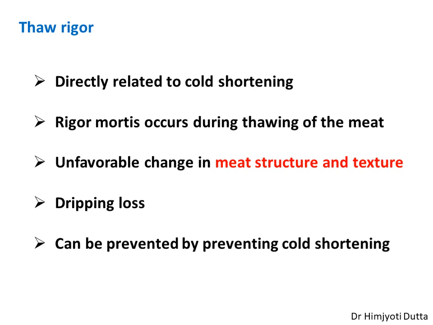the muscle structure, and change in muscle structure results in change in the muscle texture, and this often results in significant drip loss. Drip loss is the loss of liquid or the watery substances from the meat. This characteristic is called thaw rigor. Prevention of cold shortening also prevents thaw rigor problems. So, the techniques applied to inhibit cold shortening are the techniques to avoid thaw rigor also.